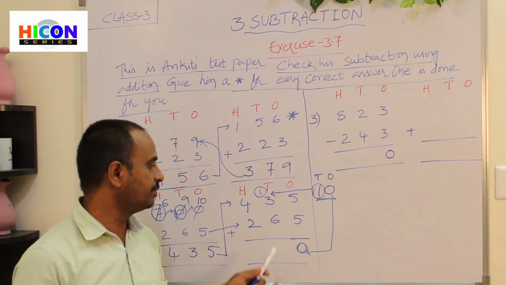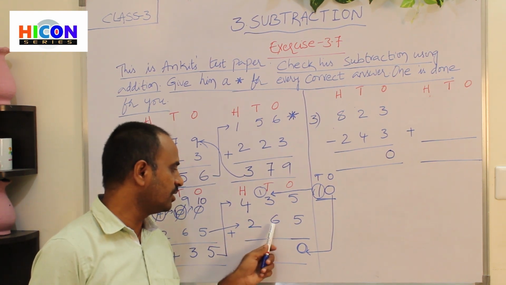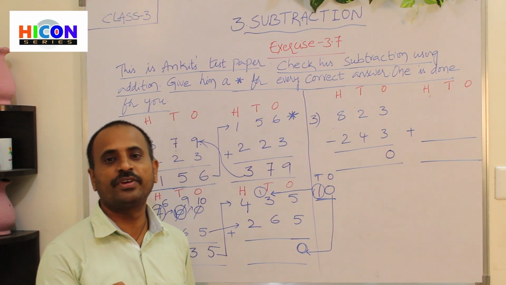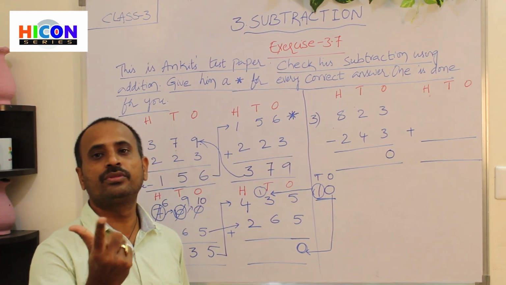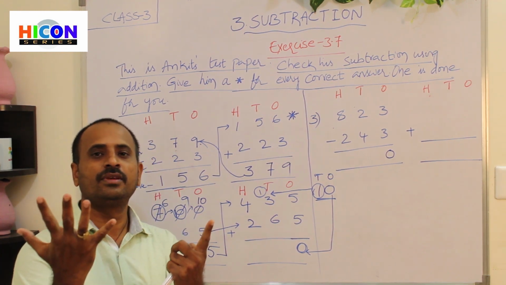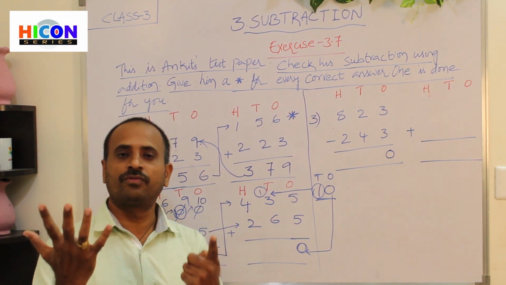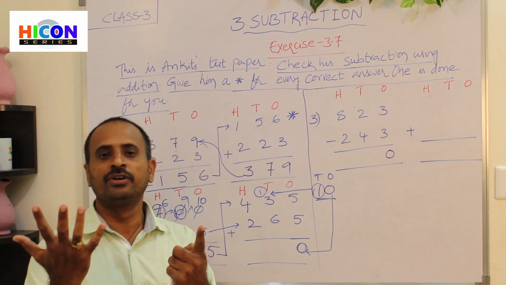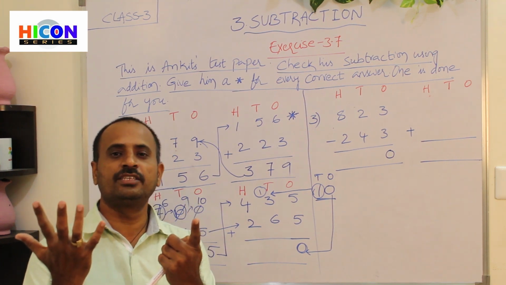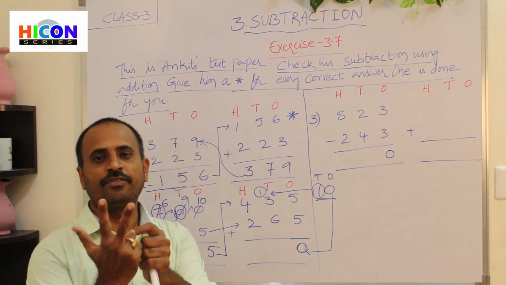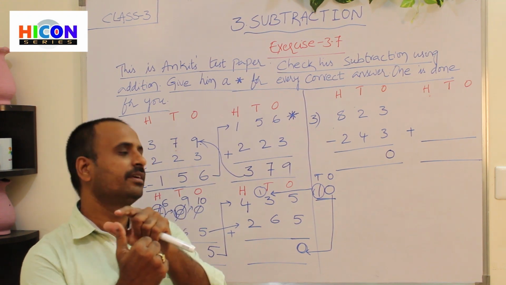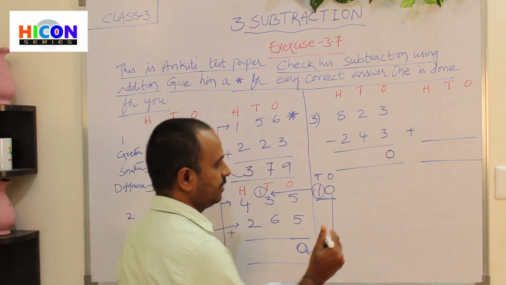Now add this sum to the third number. What is the third number here? 6. So open 6 fingers of your hand. 1, 2, 3, 4, 5, 6. And what is the sum we have got? 4. So start counting after 4. After 4 we will get 5. So start counting from 5. That is 5, 6, 7, 8, 9, 10. Again we have got the sum 10.